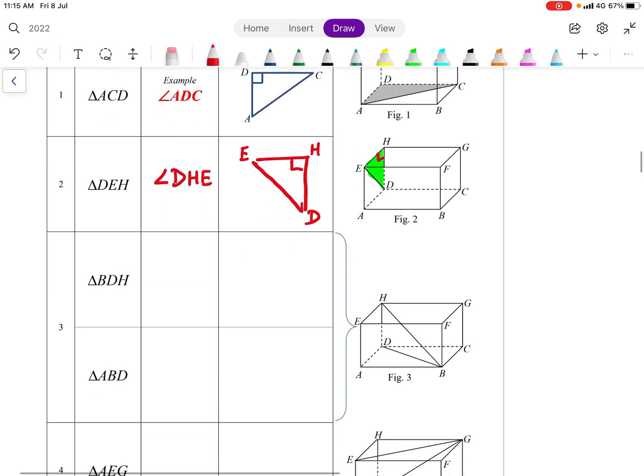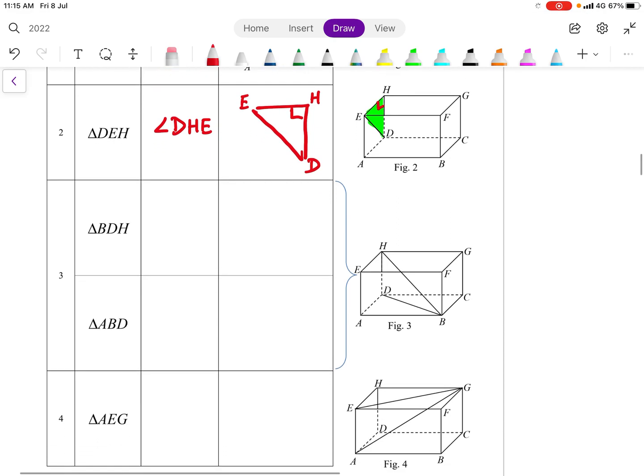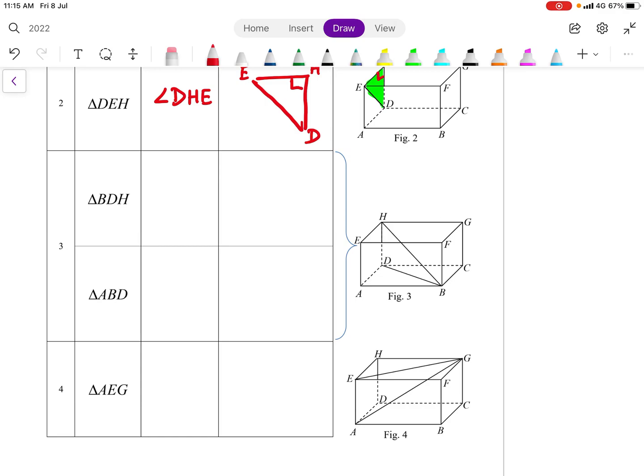Alright, next question, BDH. From the next diagram, triangle BDH. So it's a triangle that cuts through the middle of the cuboid. The right angle will be here. So I will say BDH is a right angle. Then let's draw the right angle triangle. D is the right angle, H and B. That's all.